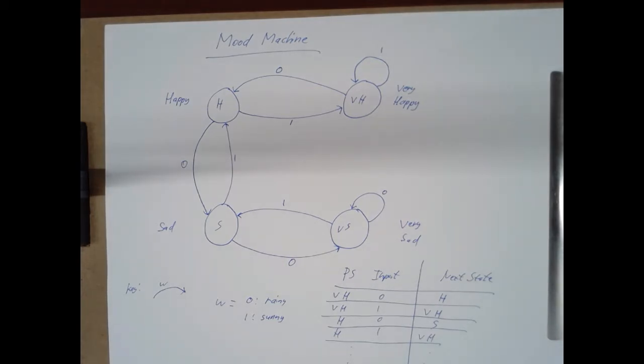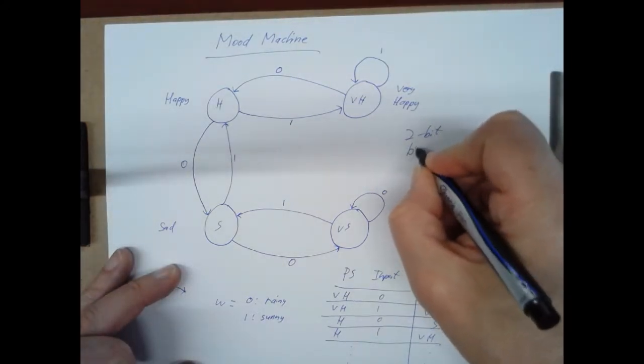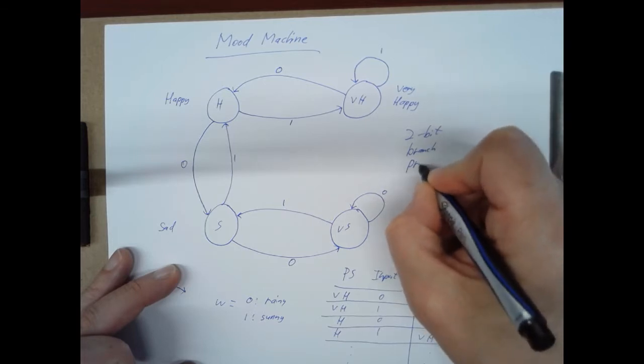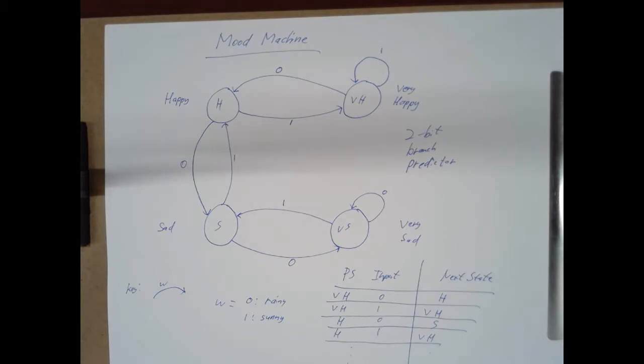All right, so that's the kind of state machine we do in Engineering 250. And we're not going to worry about how to build this in here, but 250 you do. So the mood machine actually turns out to be something called a 2-bit branch predictor. And you find these inside CPUs, especially things like ARM processors, things that rely on pipelining. It's a way to predict whether a conditional branch is going to be taken or not.